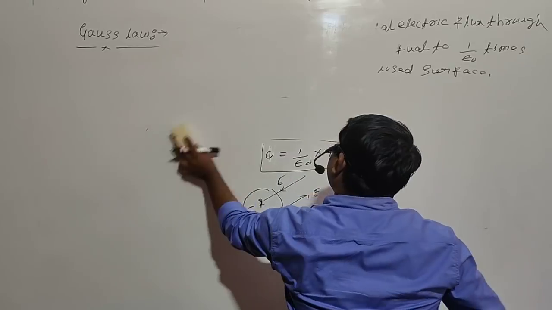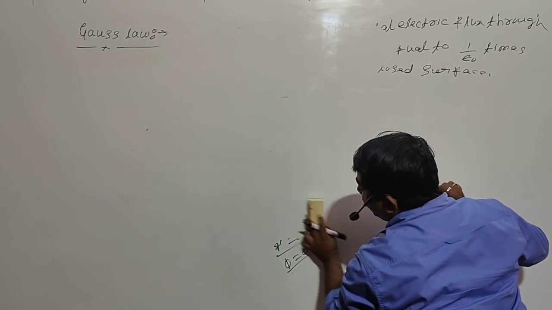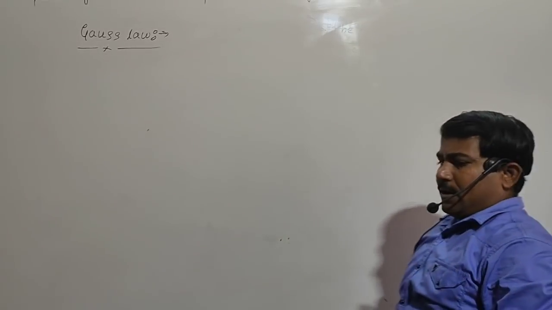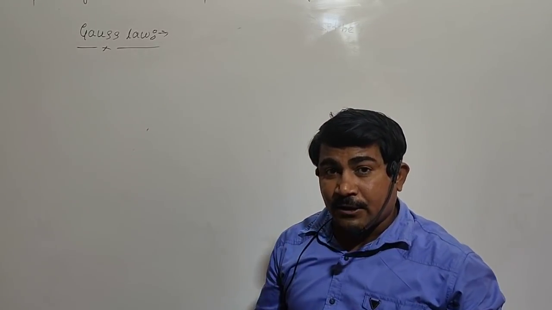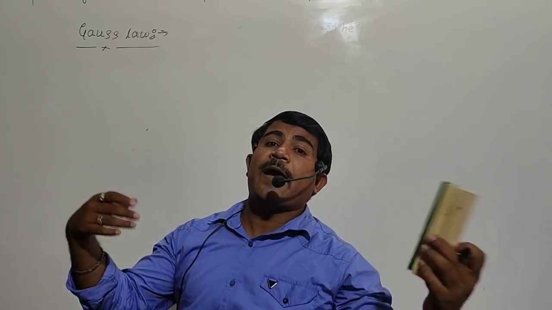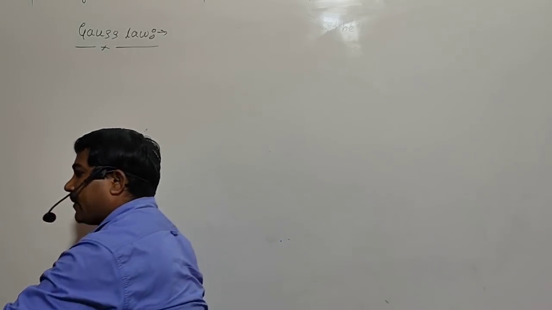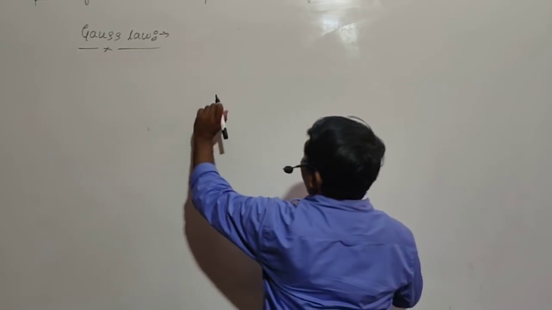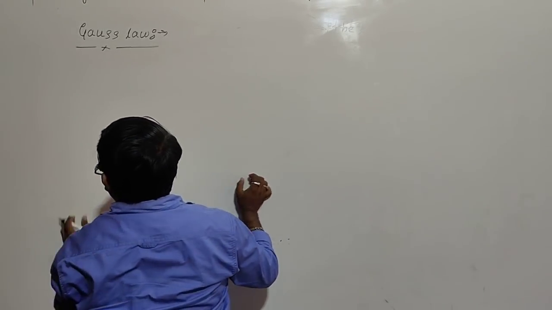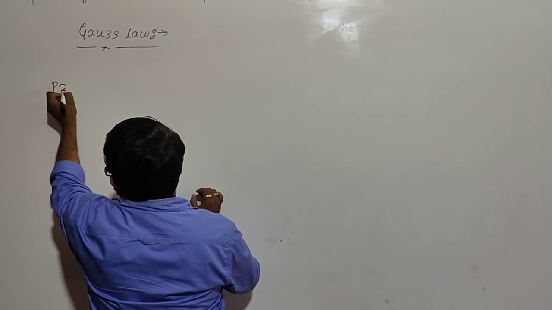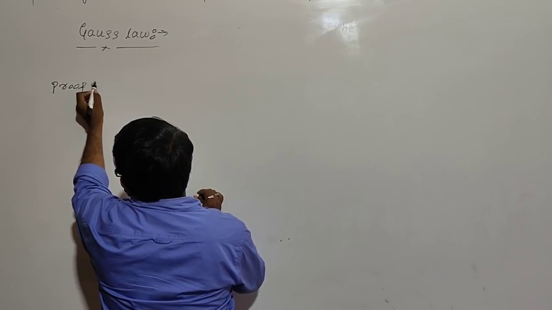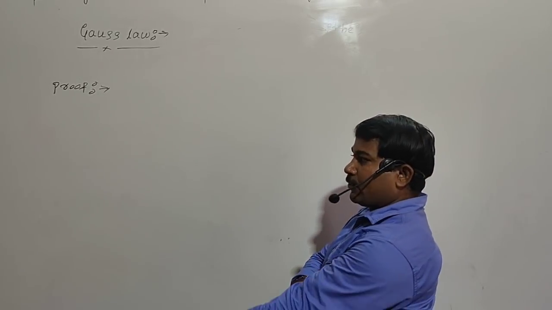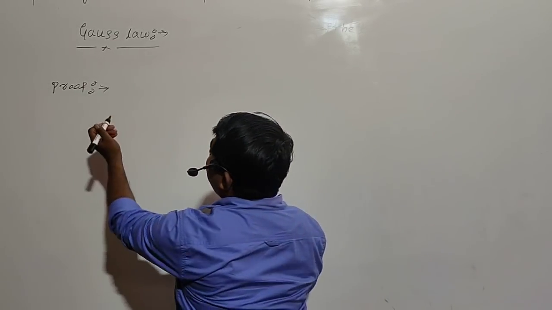First of all, I will take a point charge. The point charge is surrounded by a Gaussian surface. Already I said, the Gaussian surface must be closed, of any shape and any size. The proof of the Gauss law. Listen to me here. I will take a point charge.